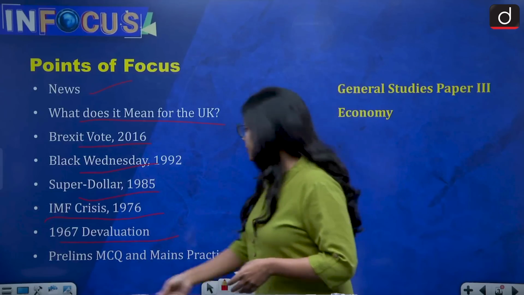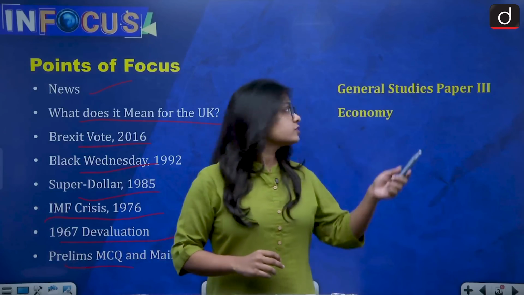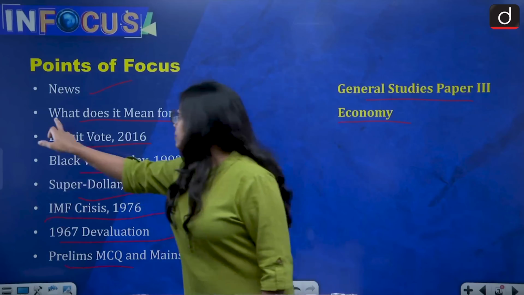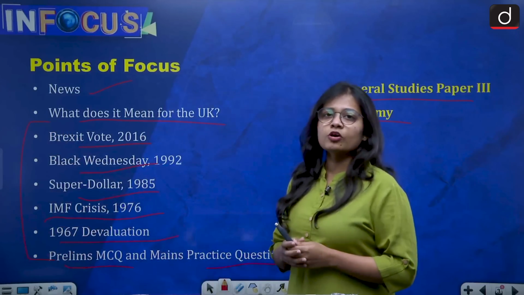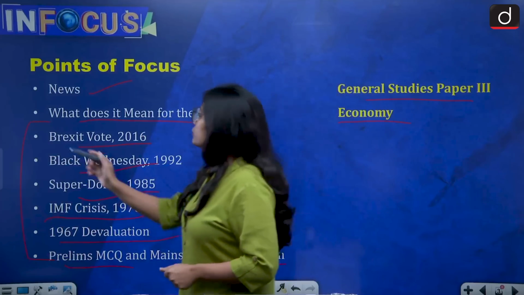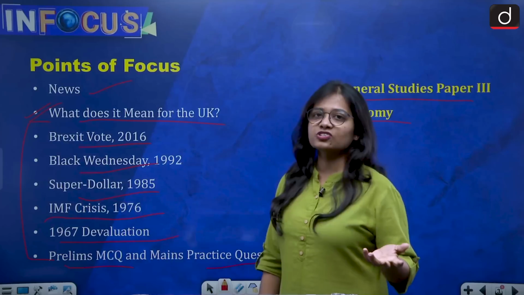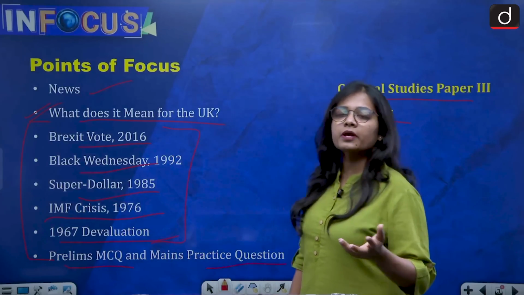And then in the end, a prelims MCQ and a mains practice question. This topic is of relevance from General Studies paper 3, that is economy. And these examples can also be helpful for you in giving examples in your essay paper. From an exam perspective, you should know what the currency crisis means for the United Kingdom and the rest of the world, and remember a few of the examples.